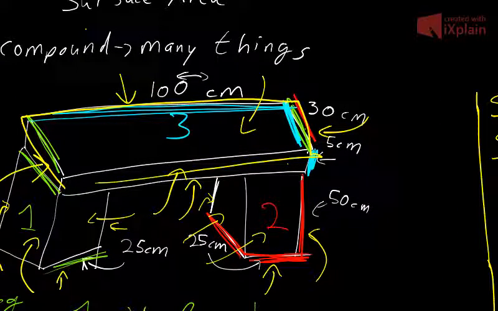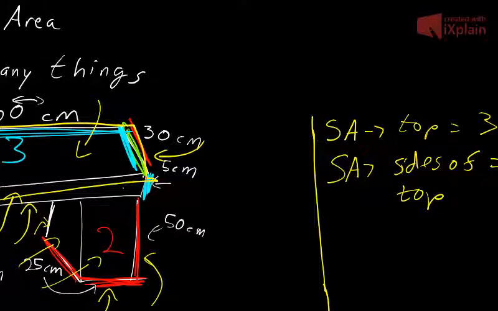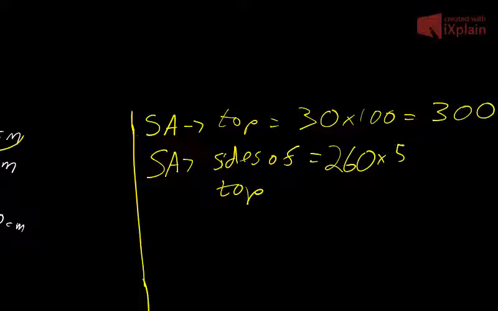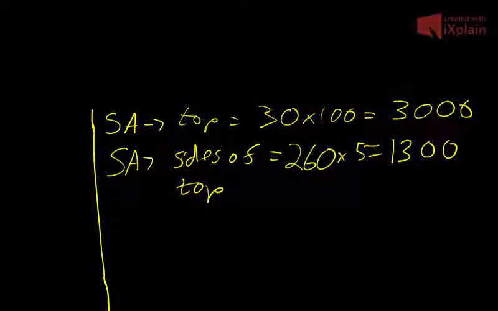100 going this way, plus 30, plus 100, plus 30 would be the entire perimeter. So that's 260, and the height is 5. So that would be 260 times 5. And that is going to give me, let's see here, that would be 1,300. And we can keep going.